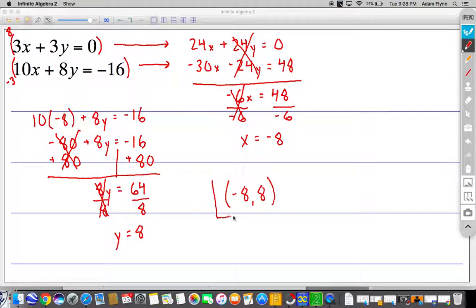So this concludes the example video for elimination. At this time, you may move on to the practice worksheet for elimination.